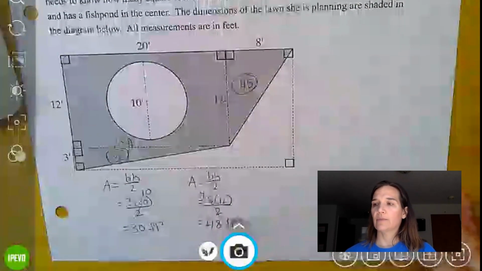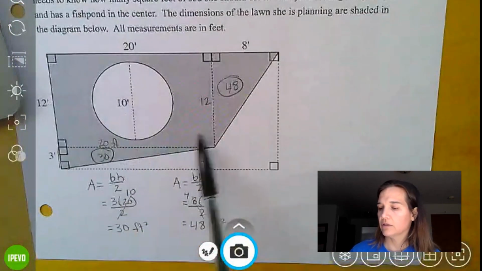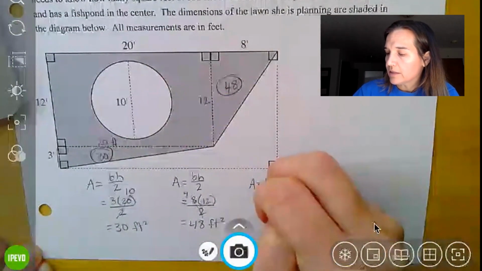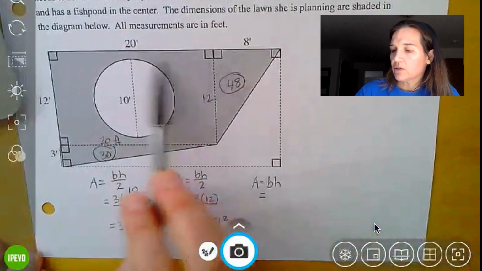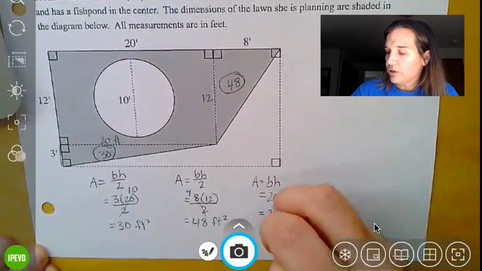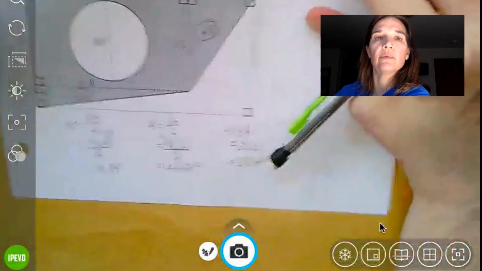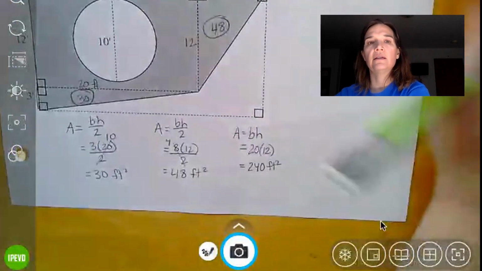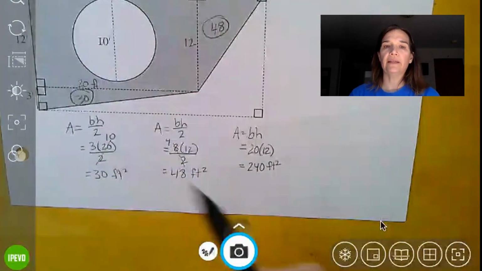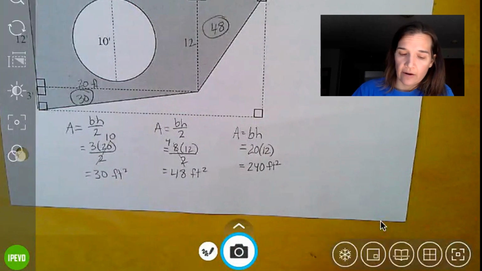And then for our last part, we need to find the area of this rectangle here. And so for the rectangle, area is just base times height. In this case, that's 20 by 12. And that gives us 240 feet squared for the rectangle. So if we add all of those things up, what we'll find is that we have the area of this whole entire section, including this circle. And again, we don't want to have the area of the circle in there. So let's go ahead and find the area of the circle so we can subtract that out from the total.